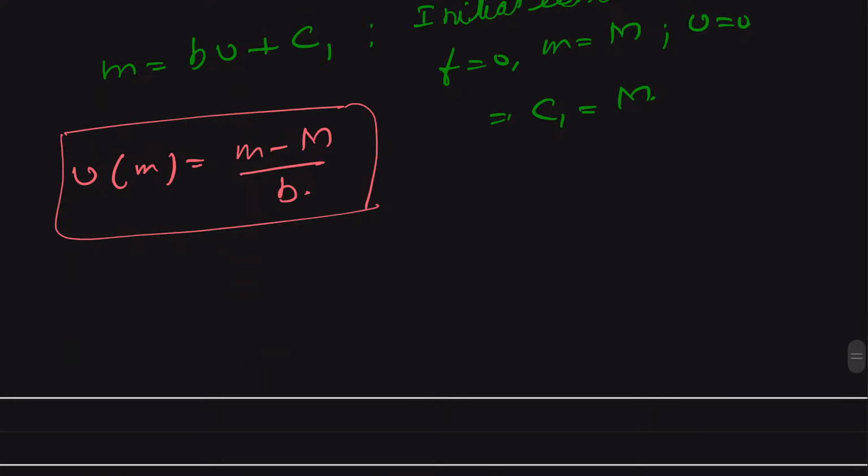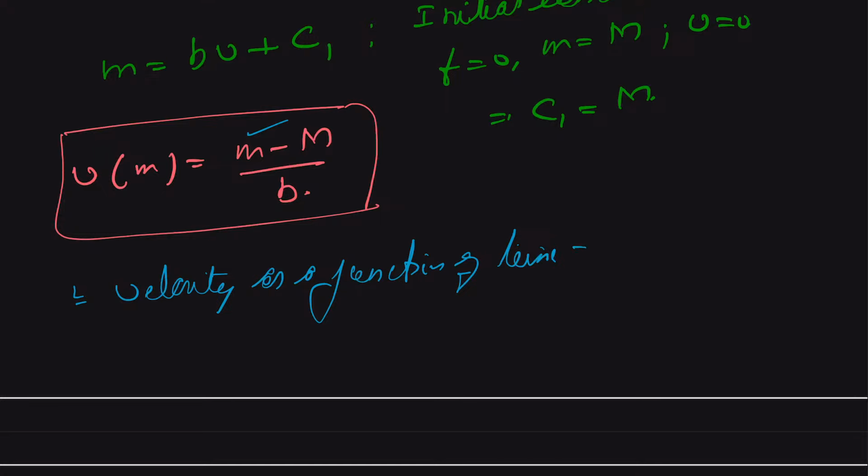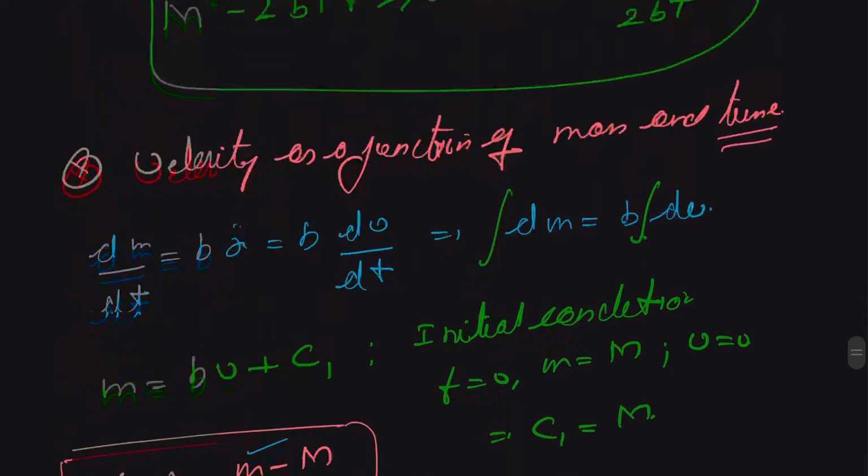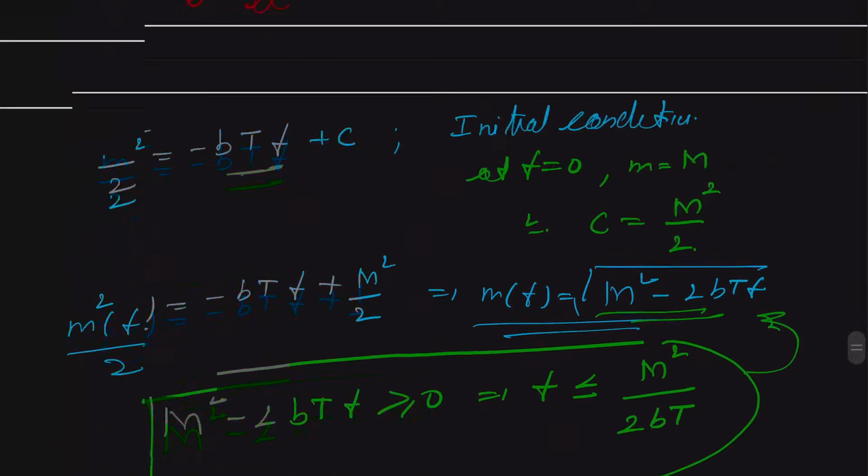So we are going to simply substitute this value of the mass which we have already calculated. We can say that the velocity as a function of time, that is our v of t. So we get this as our v of t. We already know this m we have calculated.